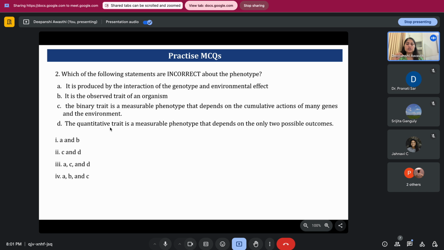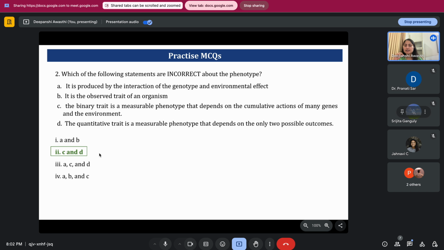Then comes: which of the following statements are incorrect about the phenotype? Option A was it is produced by the interaction of the genotype and the environmental effect. Option B was it is the observed trait of an organism. Option C was the binary trait is a measurable phenotype that depends on the cumulative actions of many genes and the environment. And option D was the quantitative trait is a measurable phenotype that depends on only two possible outcomes. So its correct answer is the option which is C and D.